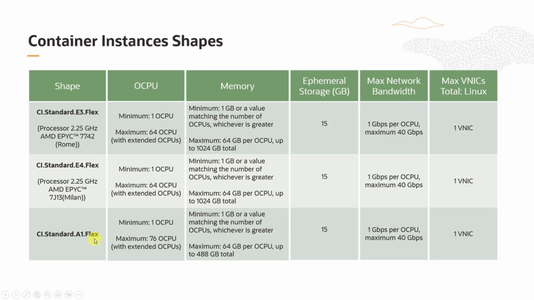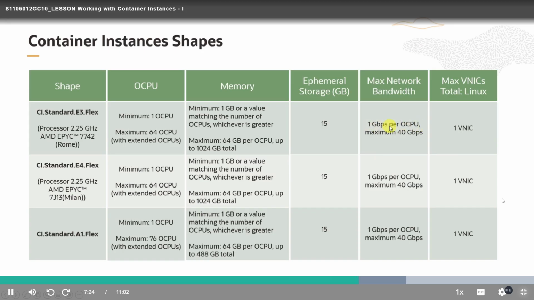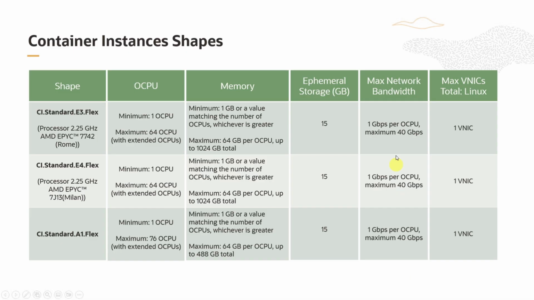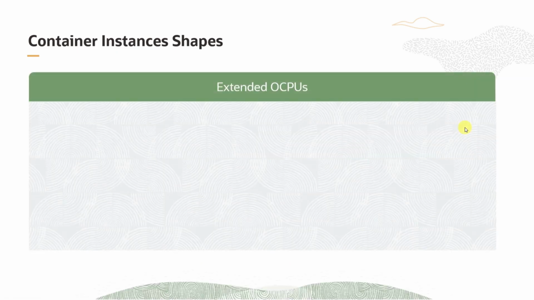Each of these shapes features extended OCPUs, allowing you to create container instances with cores that surpass the standard limit. Additionally, the network bandwidth scales in correlation with the OCPUs, ranging from 1 Gbps per OCPU to a maximum of 40 Gbps. Every shape includes 15 GB of ephemeral storage and one virtual network interface card, also known as VNIC, for seamless integration into your infrastructure. Now let's understand what is this concept of extended OCPUs.